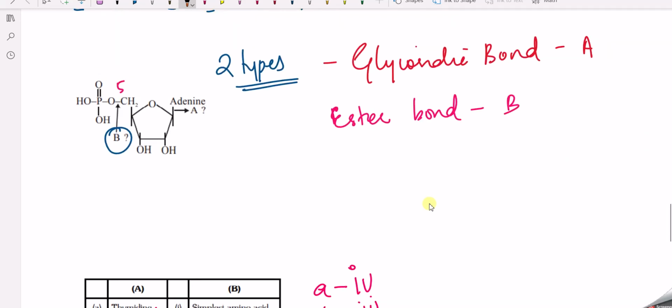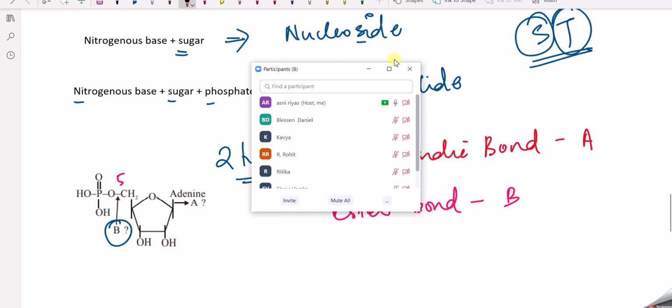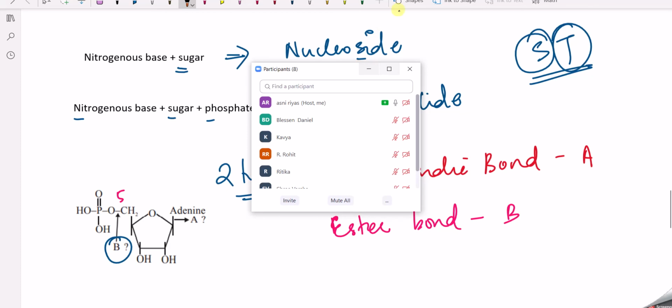So we have completed all the macromolecules. We have completed carbohydrates, lipids, proteins, and nucleic acids. Any doubt till here? No doubt? Okay, everyone, I'm hearing only one voice, that's why I'm asking. Any doubt, anyone? In the next class, we will be discussing enzymes. No doubts? Then see you in the next class, everyone.